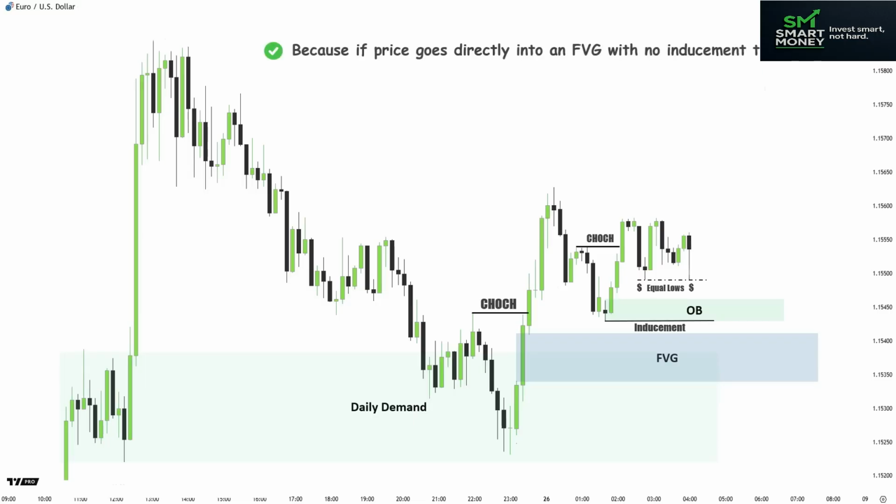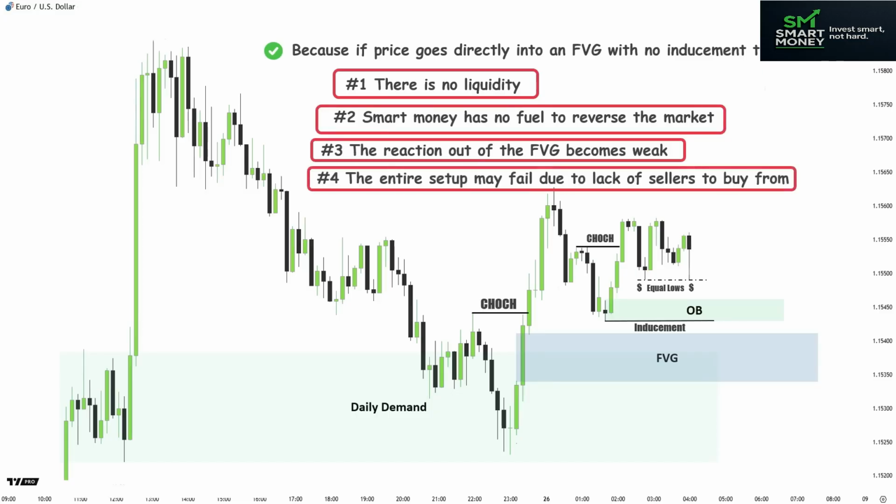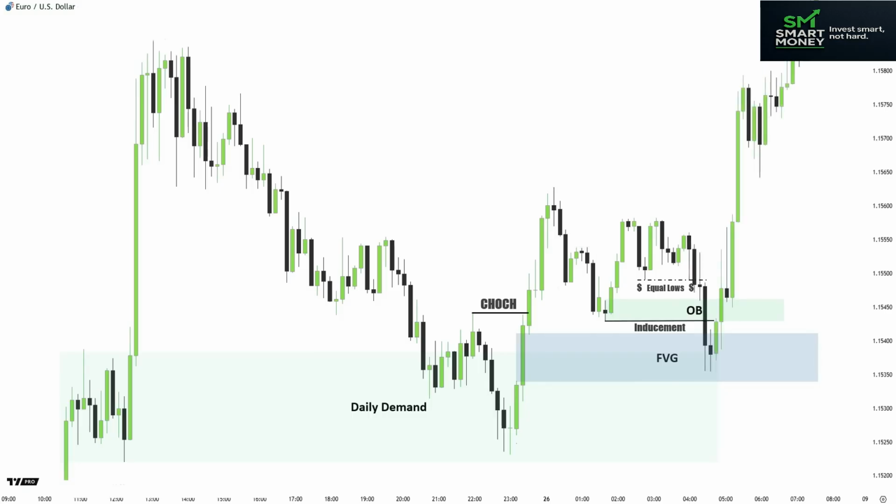Because if the price goes directly into an FVG with no inducement, then there is no liquidity. Smart money has no fuel to reverse the market. The reaction out of the FVG becomes weak. The entire setup may fail due to a lack of sellers to buy from. In simple words, inducement creates the liquidity that fuels the move out of the FVG.